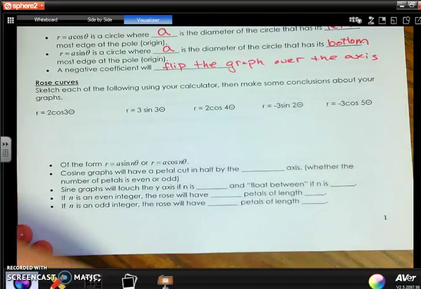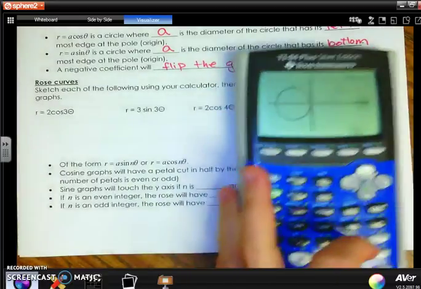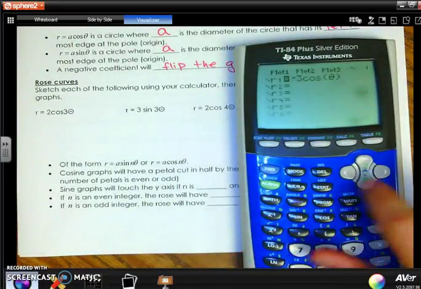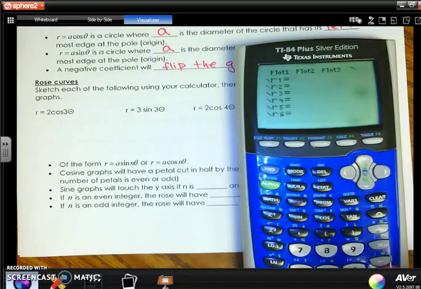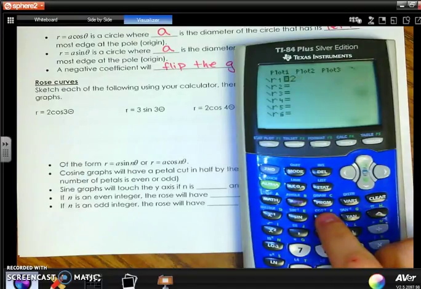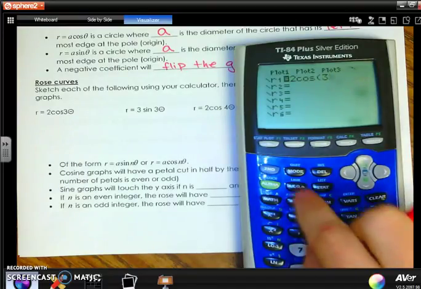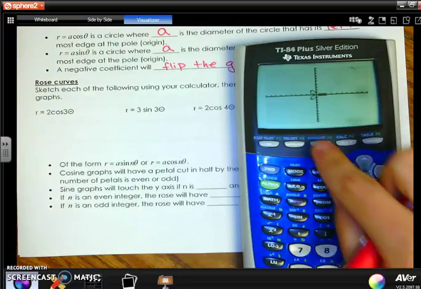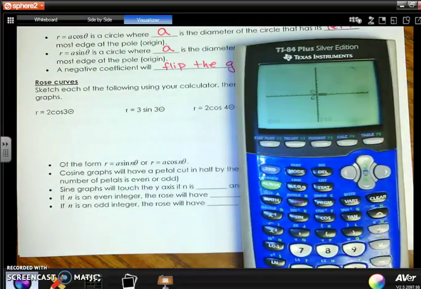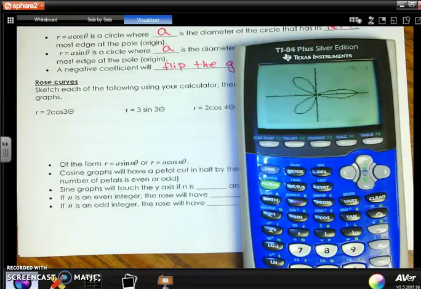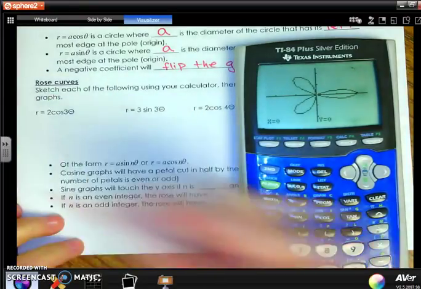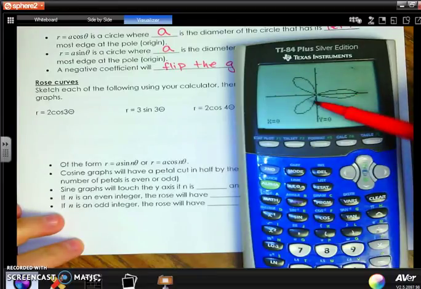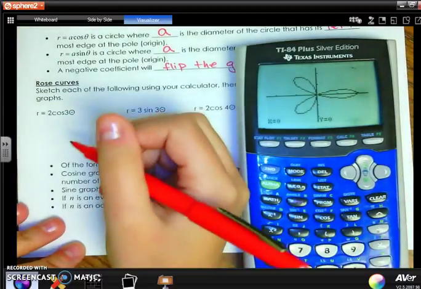And I want you to go ahead. You're going to kind of do these very similarly in your calculator. So you're going to get y equals, let me clear that circle out of there. And if I was to type 2 cosine 3 theta right in there and graph it. Oh, that looks a little bit small. Let me zoom in. Okay. Oh, look how pretty that is. So that's what we call a rose curve. And each one of these is actually called a petal. Okay, so just like a flower has a petal.